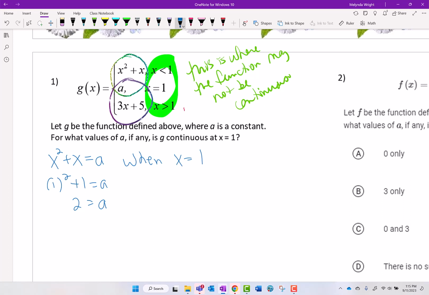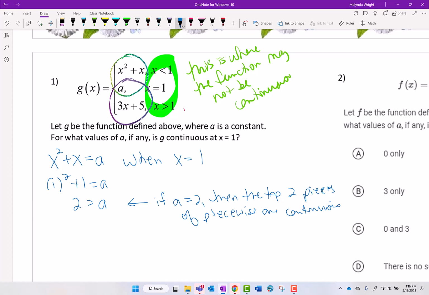Okay, so when a is 2, I'll write this down. If a is 2, then the top two pieces of the piecewise are continuous. They hook together. Okay, that's what that means. Is everybody okay with that? So if I made a 2, then x squared plus x, the parabola and the point would join together. We'd be happy.